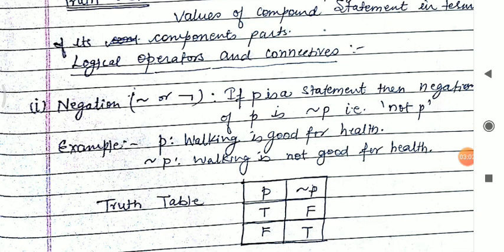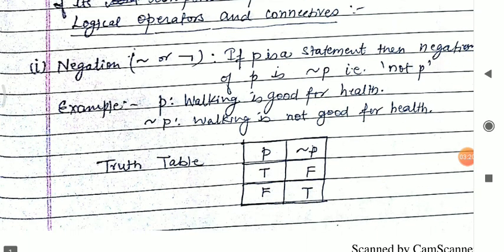If P is a statement, then the negation of P is not P. The opposite of P is negation. It is not P. Example: P is walking is good for health. So negation of P is walking is not good for health. The truth table is given as P and negation P. If P is true, then negation is false. When P is false, negation is true.